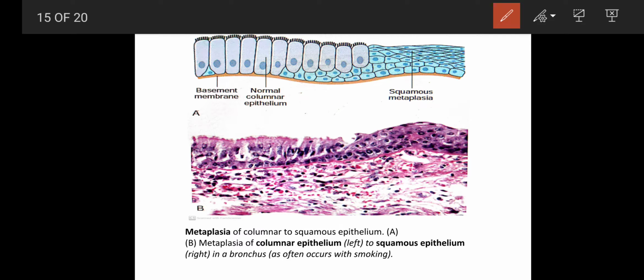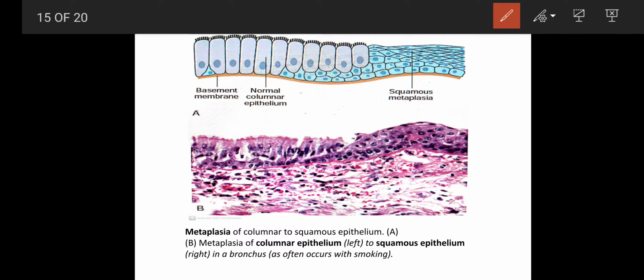Whenever a columnar will change to squamous, or a squamous will change to columnar, or vice versa, but they are among the epithelial tissue, there is change among the epithelial tissue. So this change is called metaplasia. Epithelial changing to mesenchymal and mesenchymal changing to epithelial, this is not metaplasia. The parent tissue will have to remain the same.